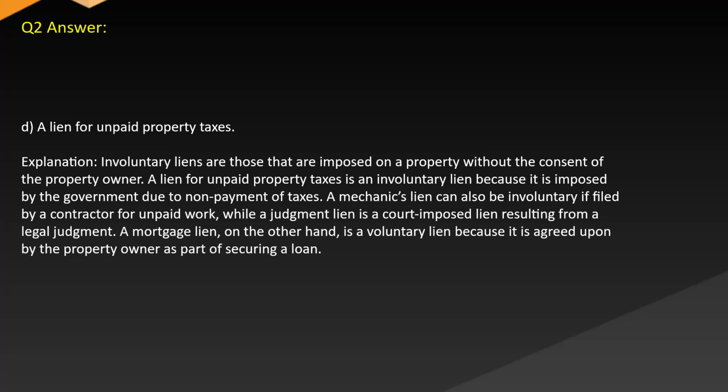Explanation: involuntary liens are those that are imposed on a property without the consent of the property owner. A lien for unpaid property taxes is an involuntary lien because it is imposed by the government due to non-payment of taxes. A mechanic's lien can also be involuntary if filed by a contractor for unpaid work, while a judgment lien is a court-imposed lien resulting from a legal judgment. A mortgage lien, on the other hand, is a voluntary lien because it is agreed upon by the property owner as part of securing a loan.